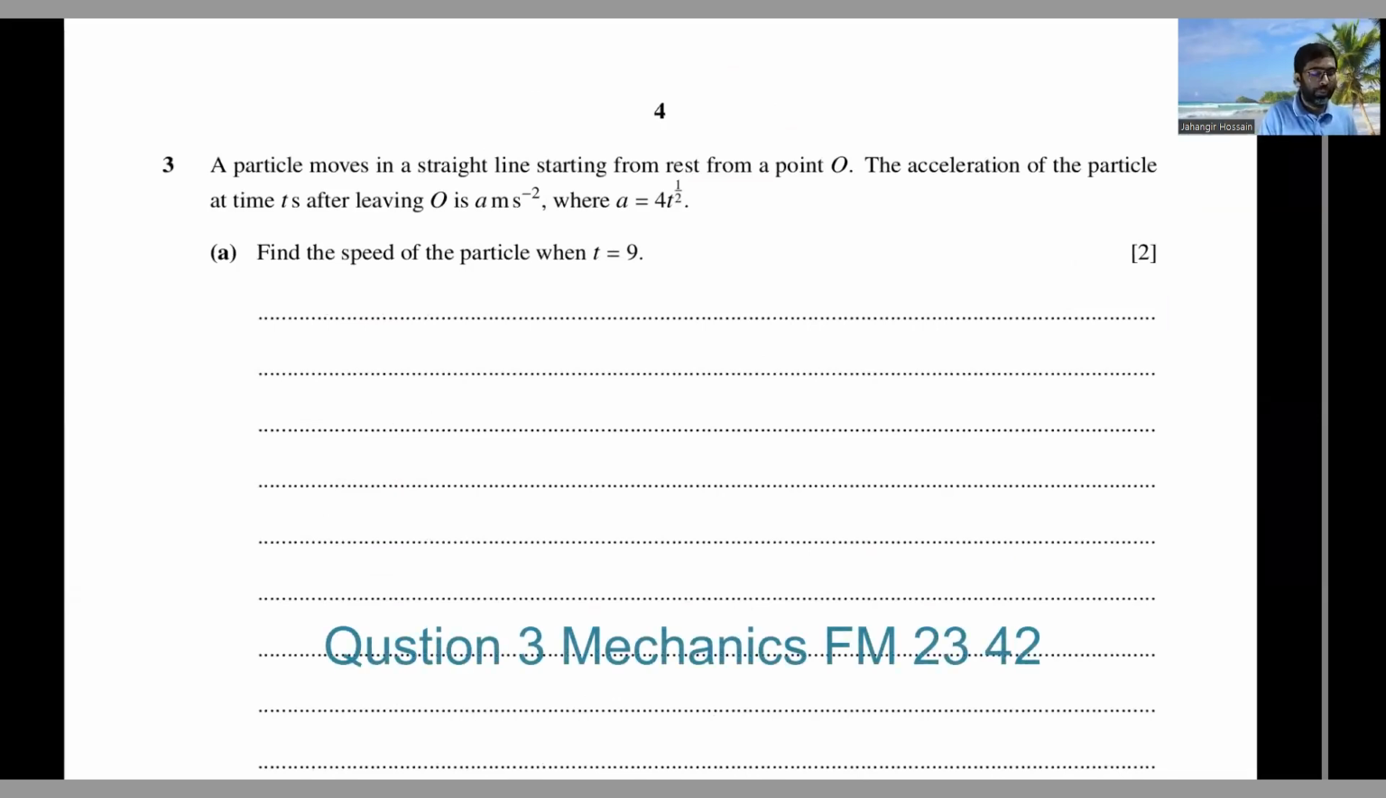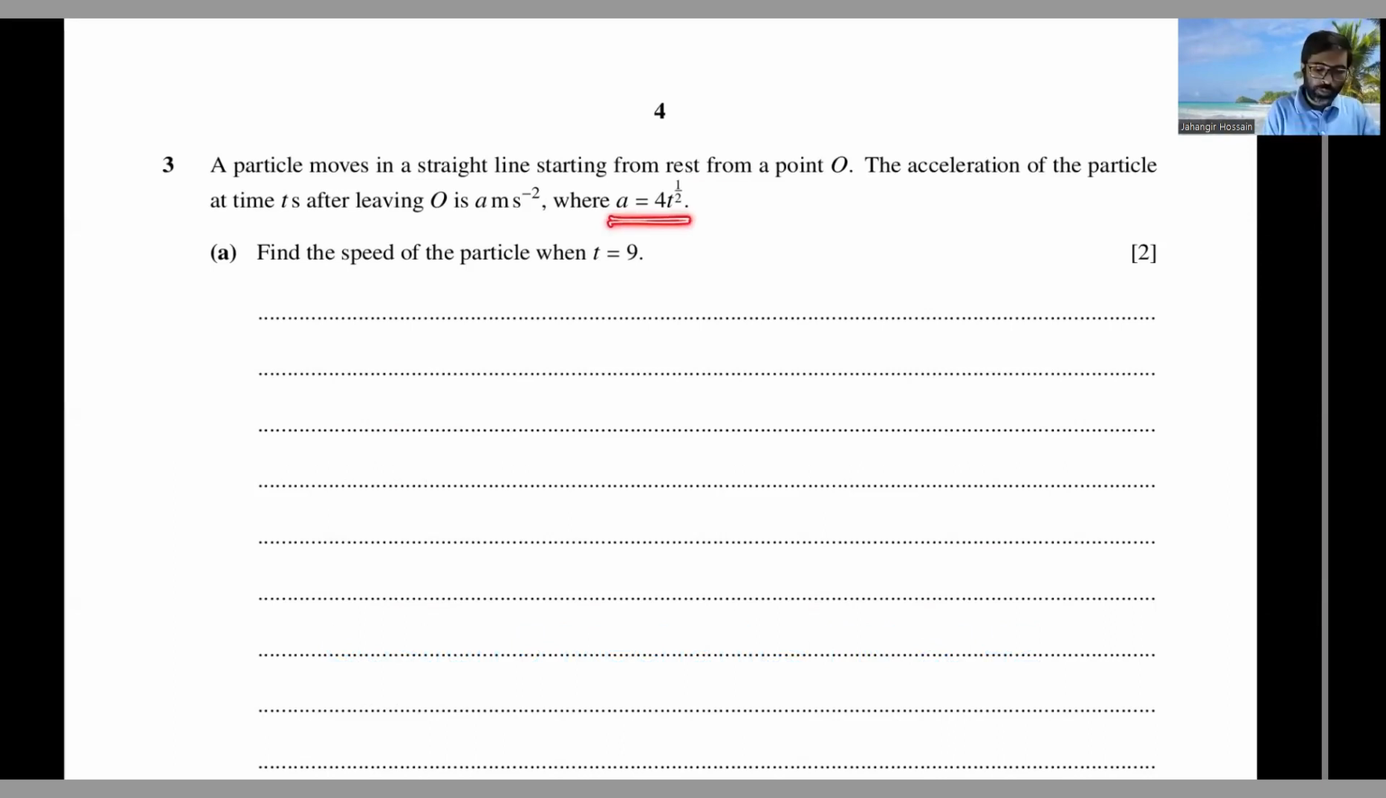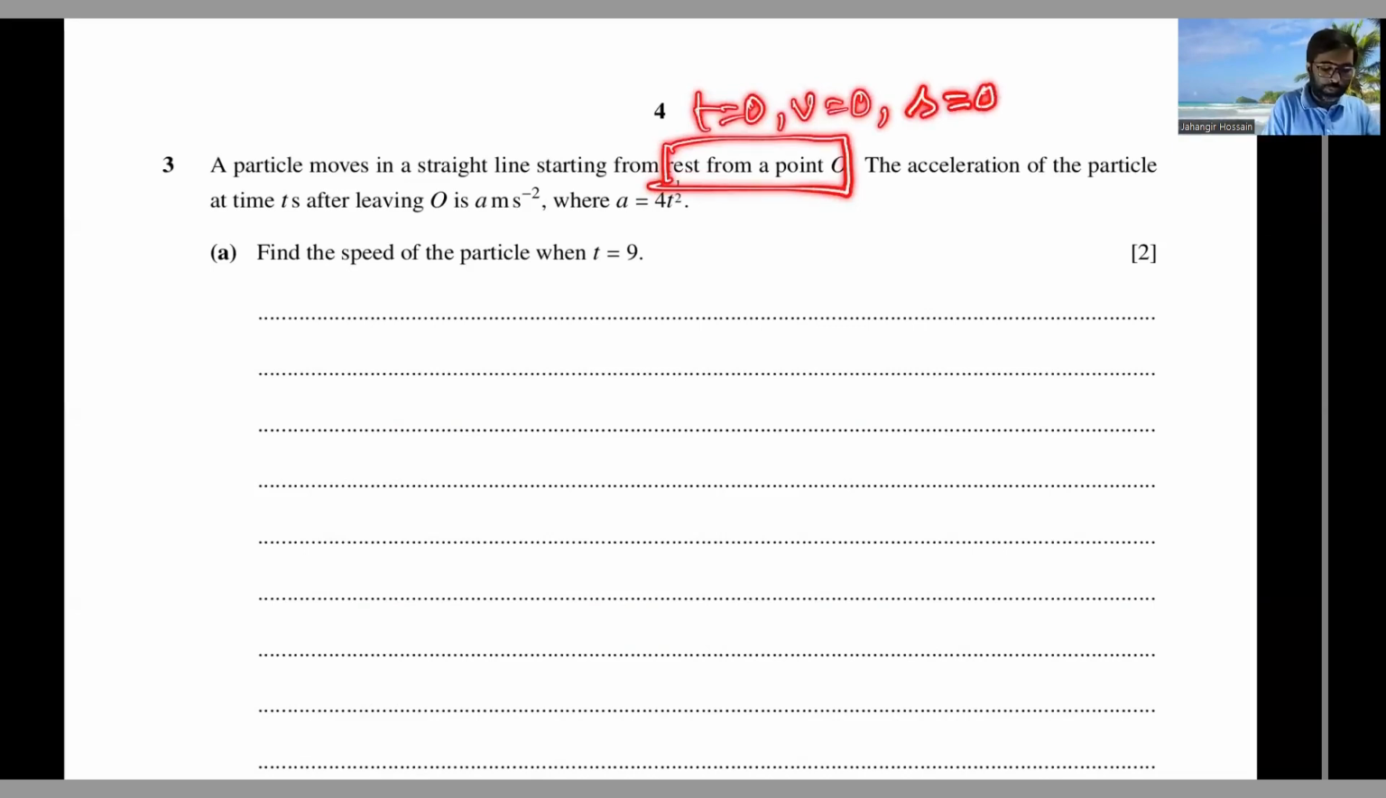In question 3, you see, a particle moves in a straight line starting from rest from point O, and the acceleration of the particle at time t seconds after leaving O is a meters per second squared, where a is 4 times t to the power half. And remember, the particle starts from the point O. So at t equals 0, v is 0, and if you consider O as the starting point, s is 0.